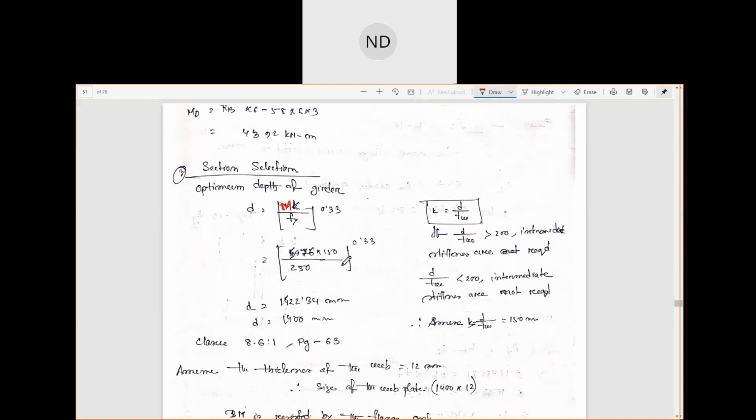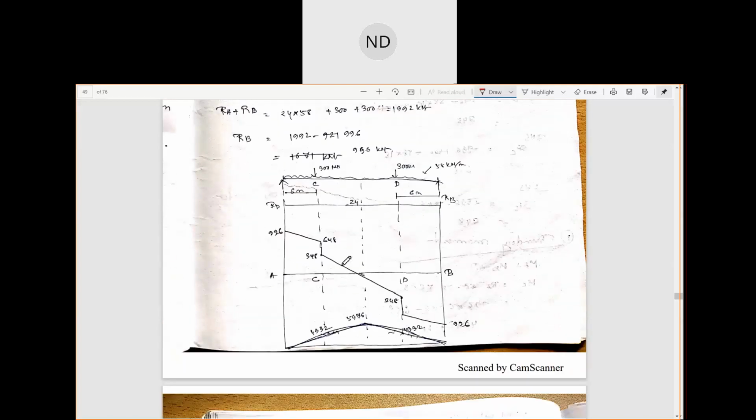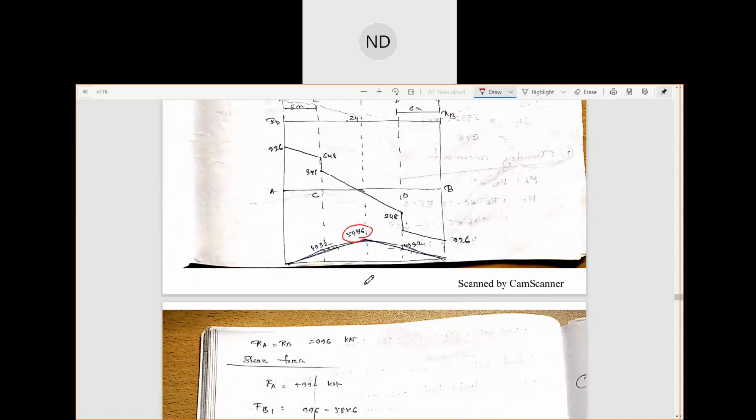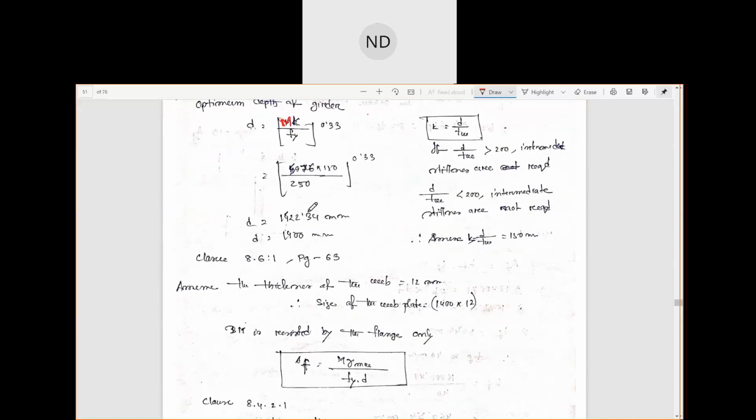Now M, the moment we have calculated, the maximum bending moment, is 5976. So we will place the value of the moment here. Fy we know: it is 250 for Fe410. The thing we need to know is K, to find out the optimum depth of the girder.